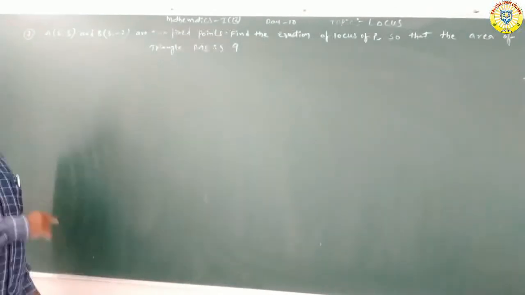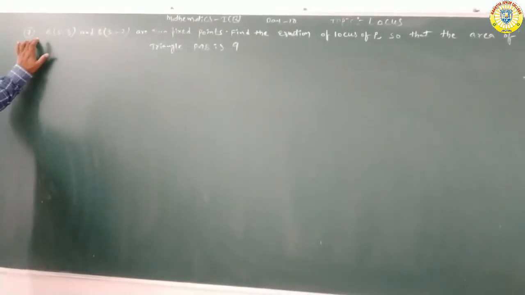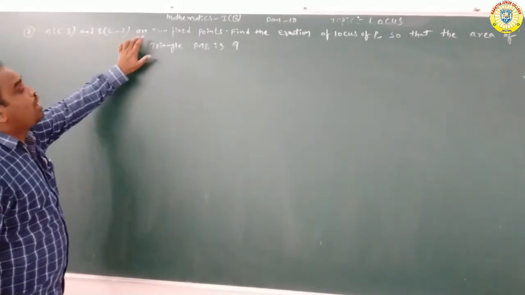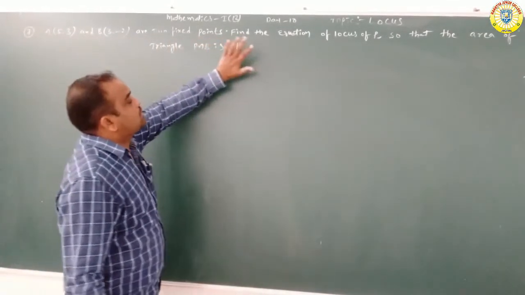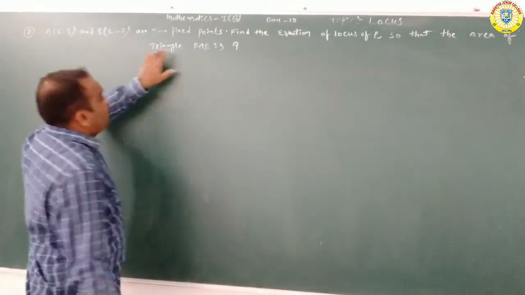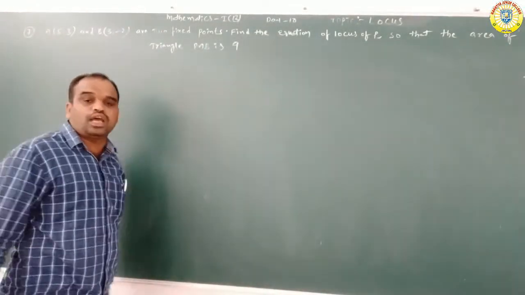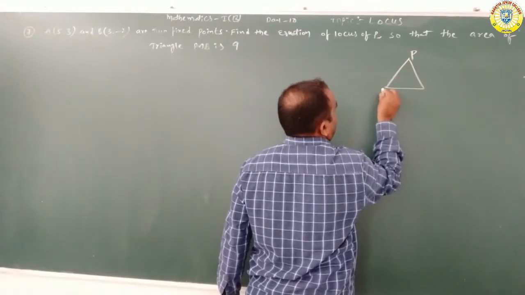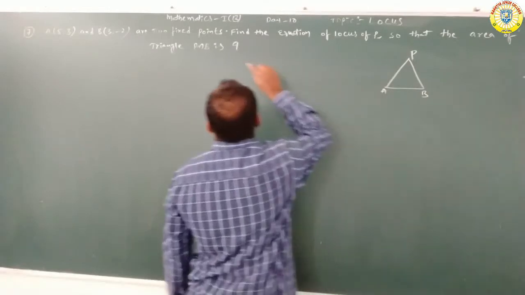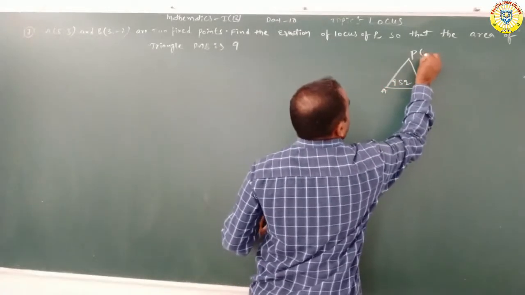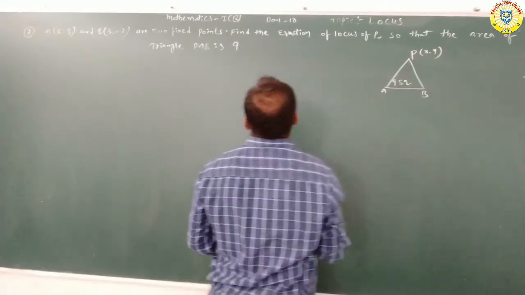So now continuing the next problem. Seventh one. A(5, 3) and B(3, -2) are two fixed points. Find the equation of the locus of P so that the area of triangle PAB is 9. The area of this triangle is given as 9 square units. Here we are taking P equal to (x, y).